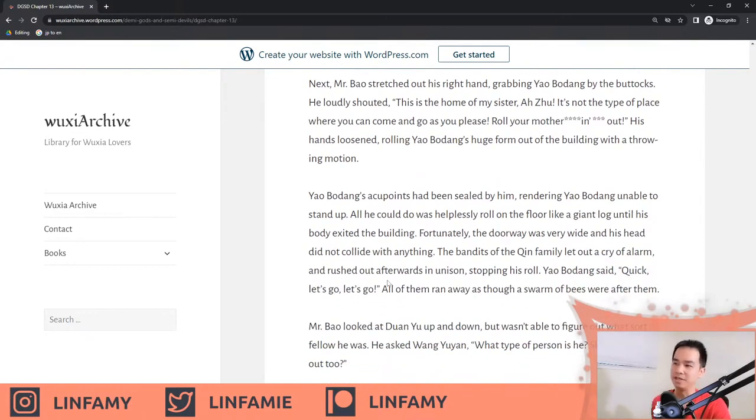Yao Bodang's acupoints had been sealed, rendering him unable to stand up. All he could do was helplessly roll on the floor like a giant log until his body exited the building. Fortunately, the doorway was very wide, and his head did not collide with anything. The bandits of the Qin family let out a cry of alarm and rushed out afterwards in unison, stopping his roll. Yao Bodang said, "Quick, let's go, let's go." All of them ran away as though a swarm of bees were after them.